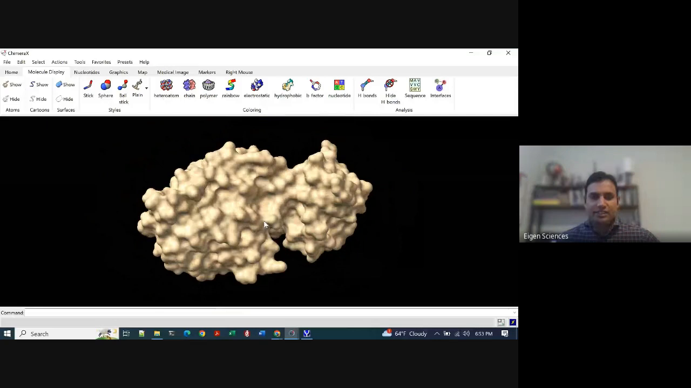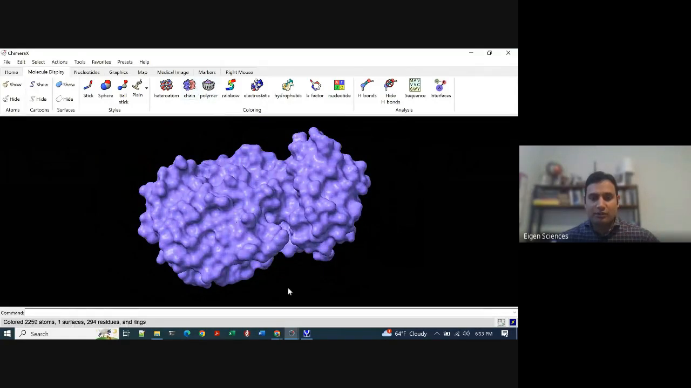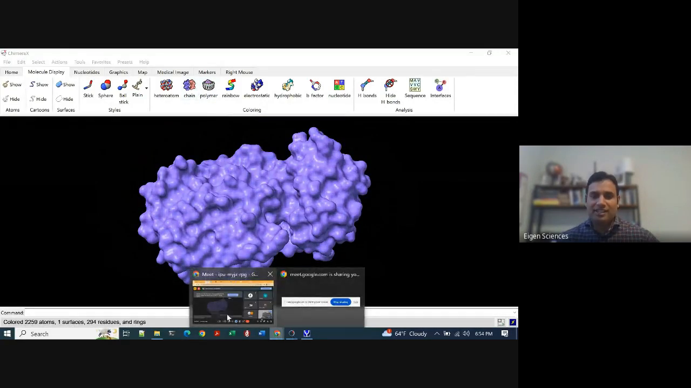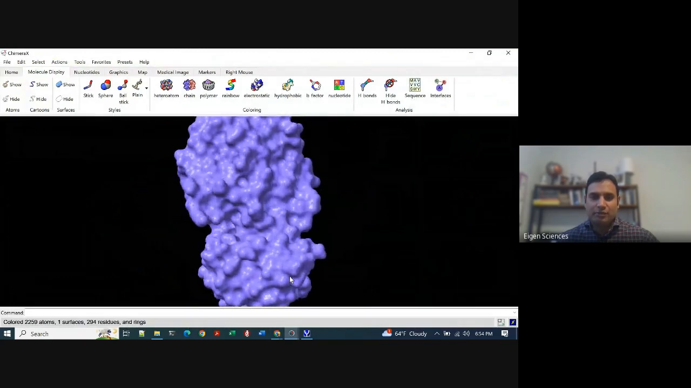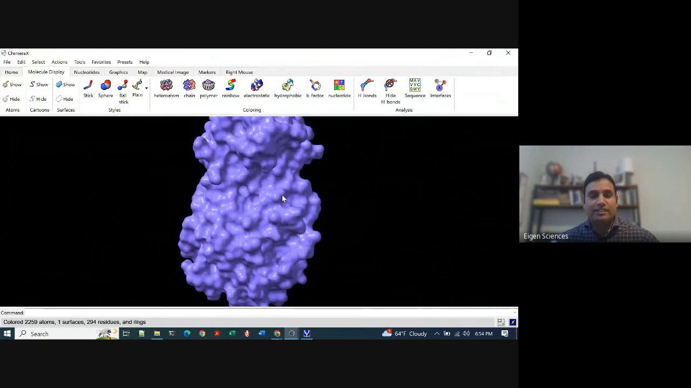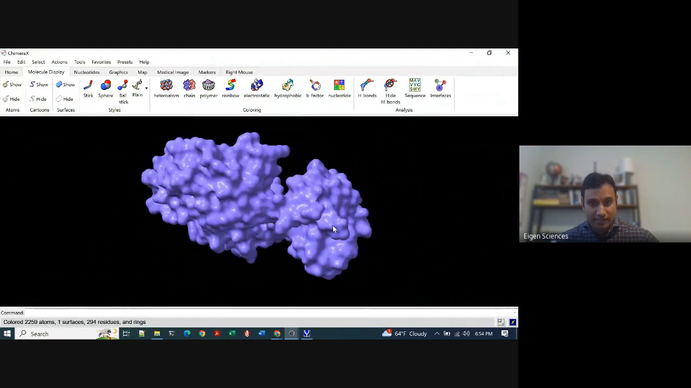So on the screen there is a protein. This is this protein. Now can you see, guys? Yes, I think. Yeah, so now there is a protein on the screen. There is a protein which is an enzyme. This enzyme is present in coronavirus.